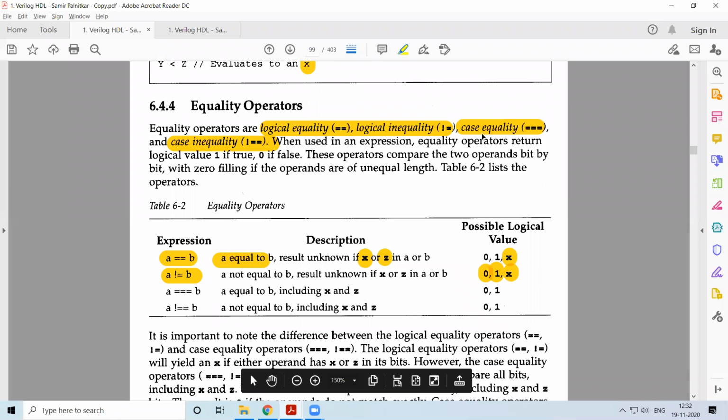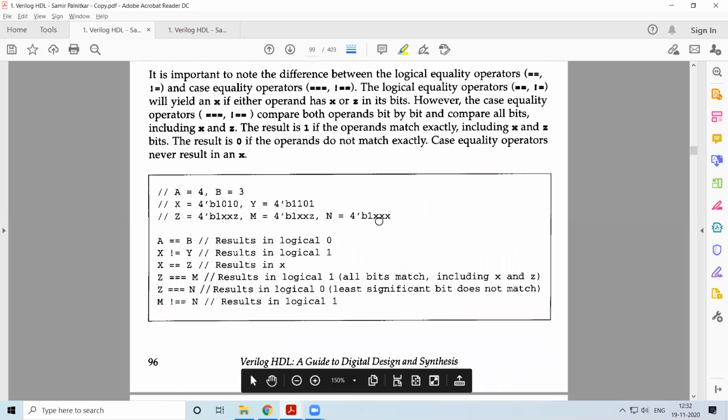Whereas in case equality and case inequality, every bit, whether it is 0, 1, x or z, will be compared. So here you can see that if a is case equal to b, where 3 equal signs are used, we check equality bit by bit in each case. So here only two possible values, true or false, that is 0 or 1. Similarly, a not equal to b using case inequality is again either true or false. It cannot be z or x. So it will be comparing each bit by bit, and we looked at that example.